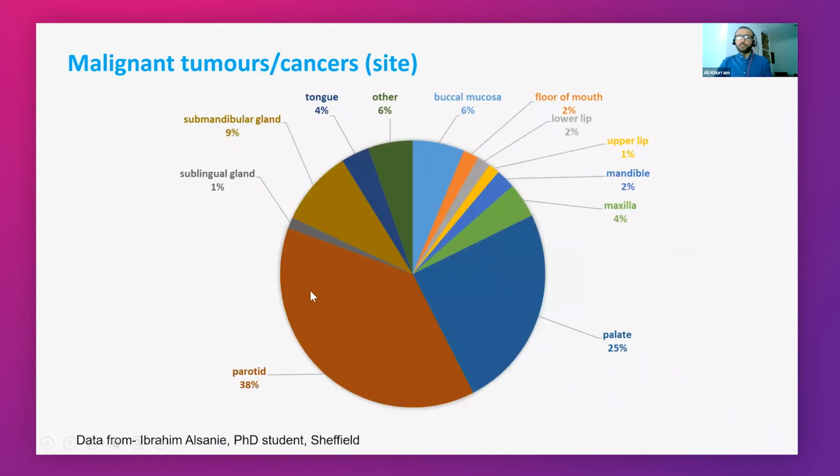In terms of site, the parotid gland is the most common site, but other sites in the head and neck can get involved. A few of you mentioned the tracheal cancers. So far, I've come across tracheal adenoid cystic carcinoma, which was really interesting and educational for me. But the next most common site is actually the palate, so you can get malignant cancers quite commonly on the palate as well.